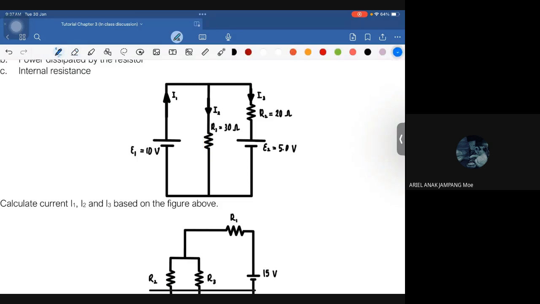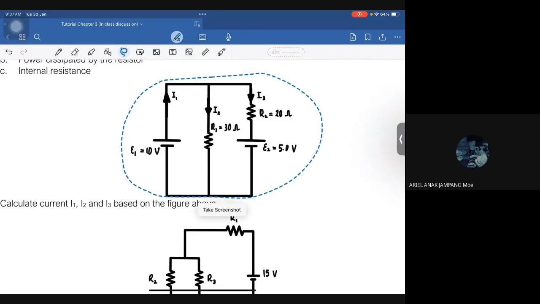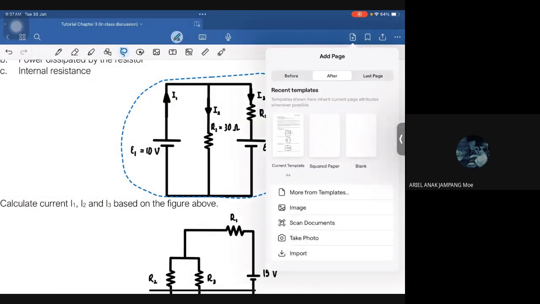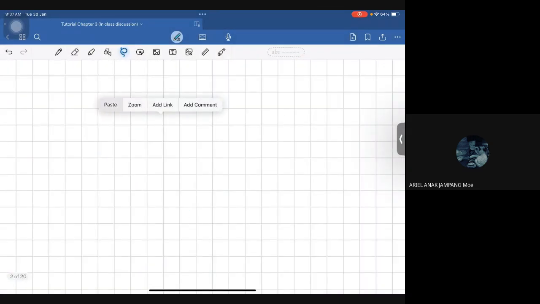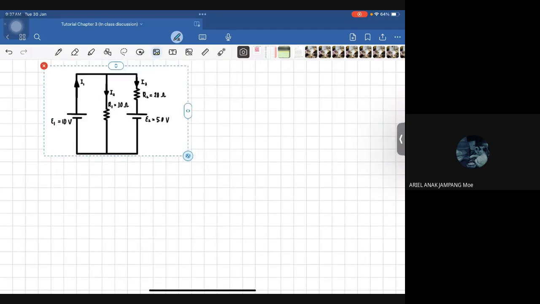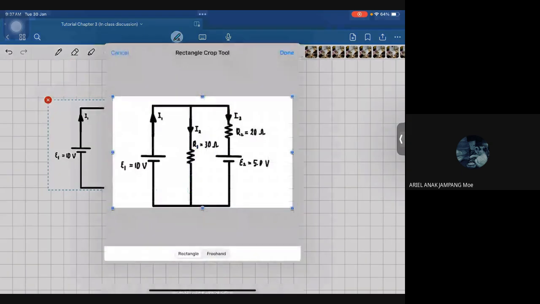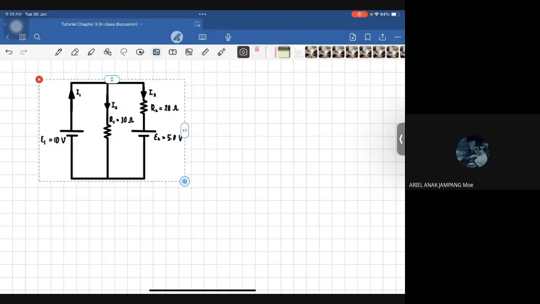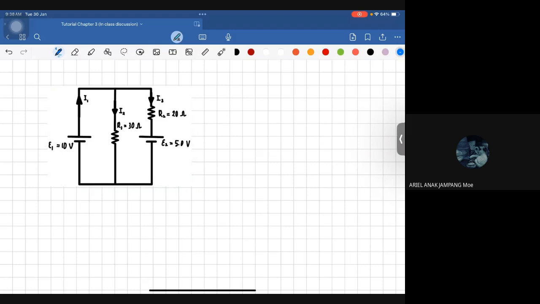Actually kan, let me just copy this picture dulu supaya saya boleh lukis di sebelah. Okay, kejap here. Paste. Crop. Okay, so ini soalan 5.